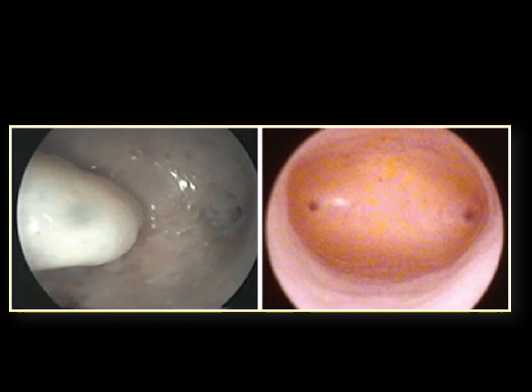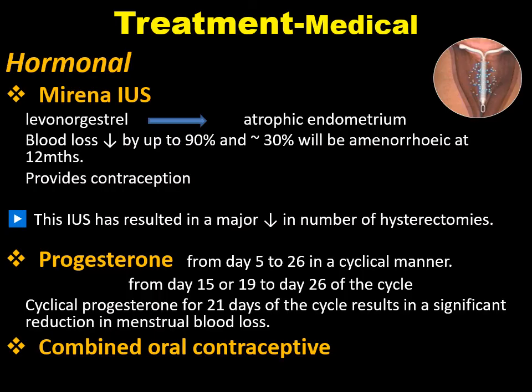This is a picture from a hysteroscope where you can see the uterine cavity. These are the tubal openings, and in this you can see an endometrial polyp. So you can remove this polyp easily.